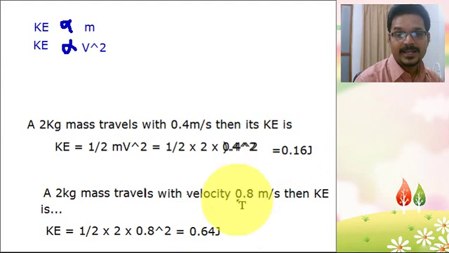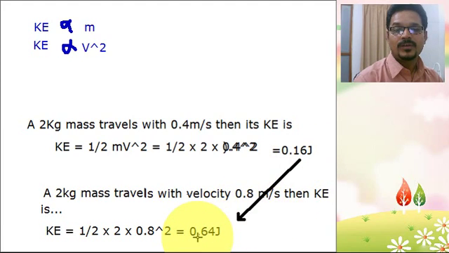So how many times has the kinetic energy increased? If you see here, the kinetic energy increased to 4 times. 16 into 4 is 64. So as the velocity is doubled, kinetic energy increased to 4 times. So that's how they have a directly proportional relationship.